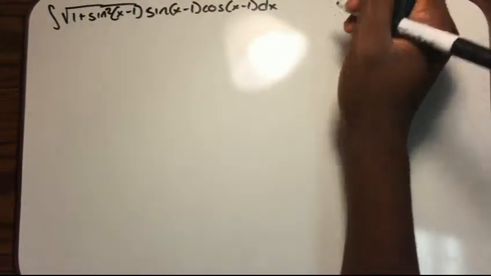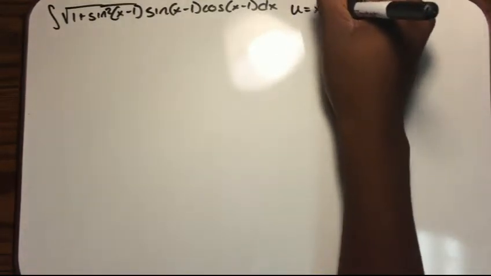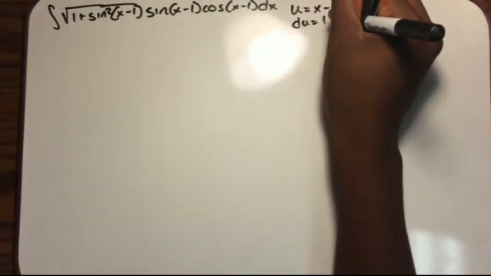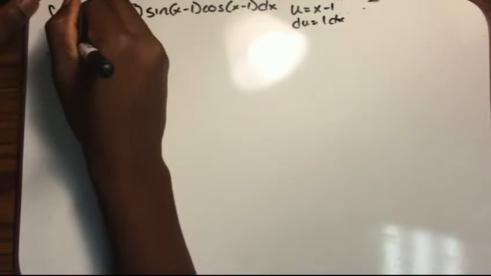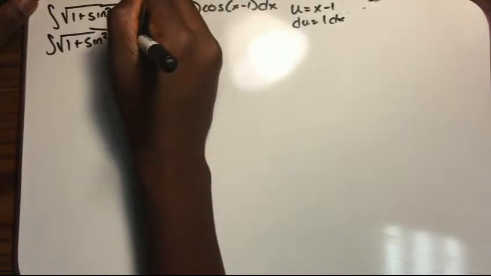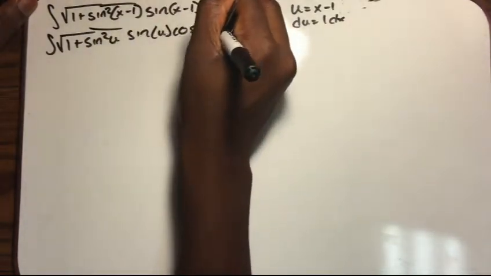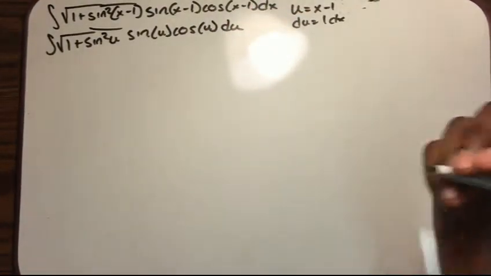So the first step here is that we want to do our u substitution. We're going to say u is equal to x minus 1, so our du is equal to 1 dx. So we end up getting the integral of the square root of 1 plus sine squared of u times sine of u times cosine of u du.